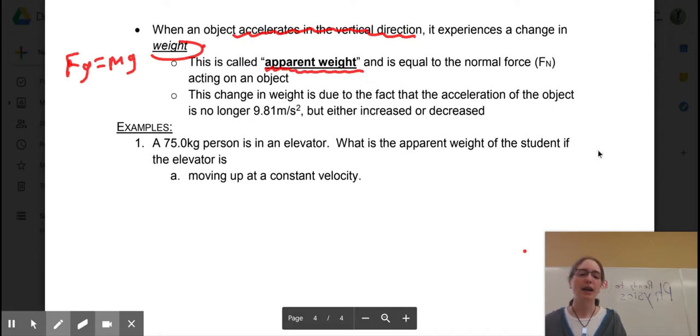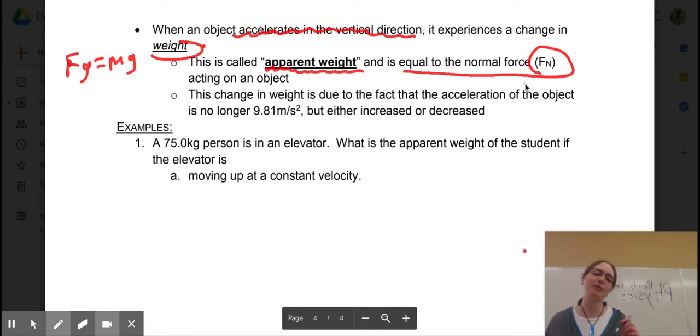Okay, and what apparent weight is, it's equal to our normal force. So if I ask you to calculate apparent weight, what I really want you to calculate is normal force. So please put a star beside that. I would write on test if we had tests, but it's not on test.